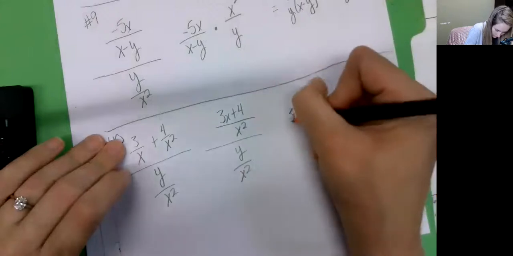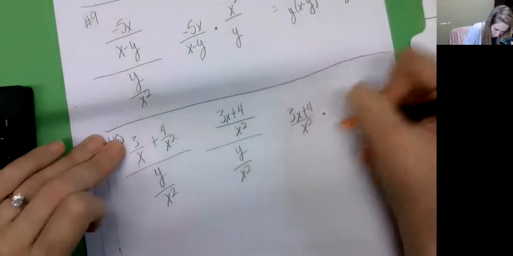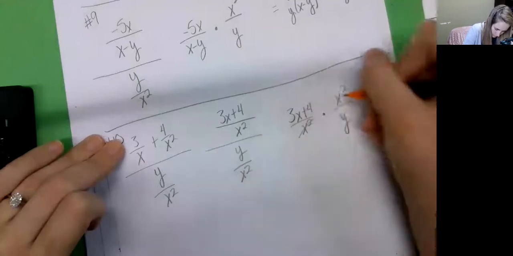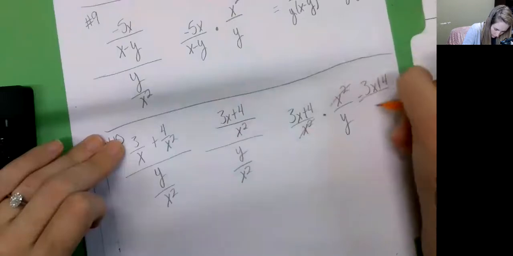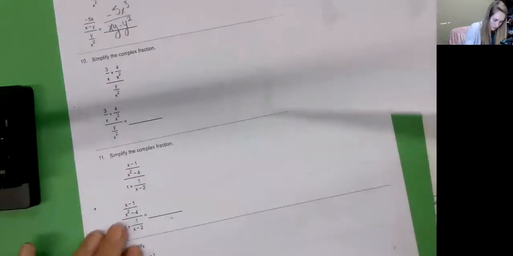So when we keep the top, change to multiplication, flip the bottom, our x squares are going to cancel, and we have 3x plus 4 divided by y. And that does not reduce.